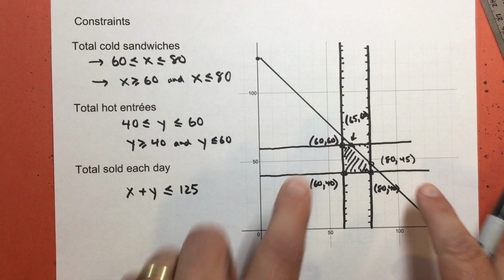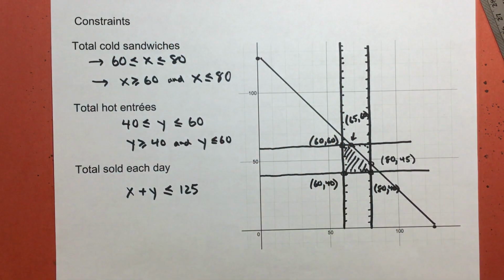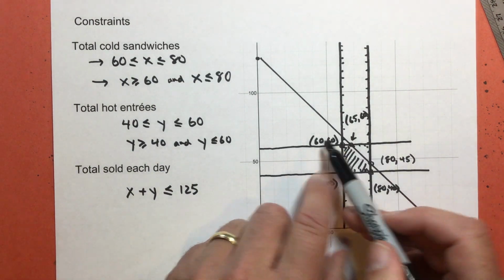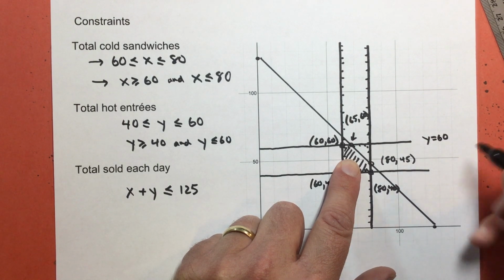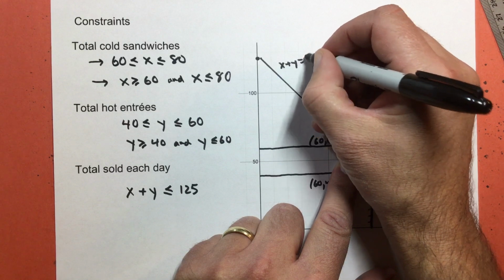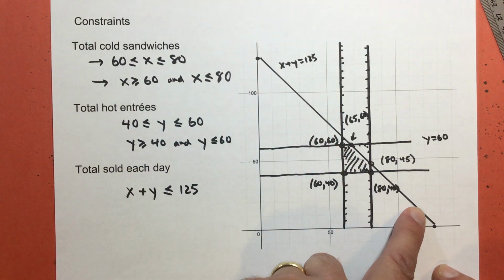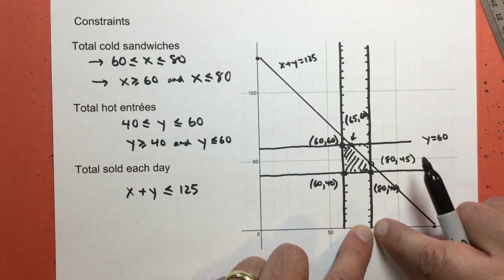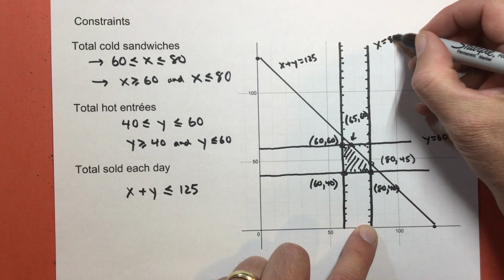Now, I don't know if these two are true, so I'm going to use substitution to figure it out. I need to find out where this line, which is y equals 60, and this line, which is x plus y equals 125, intersect. And then I need to find out where this diagonal line, which is still that, and this line, which is x equals 80, are going to intersect.